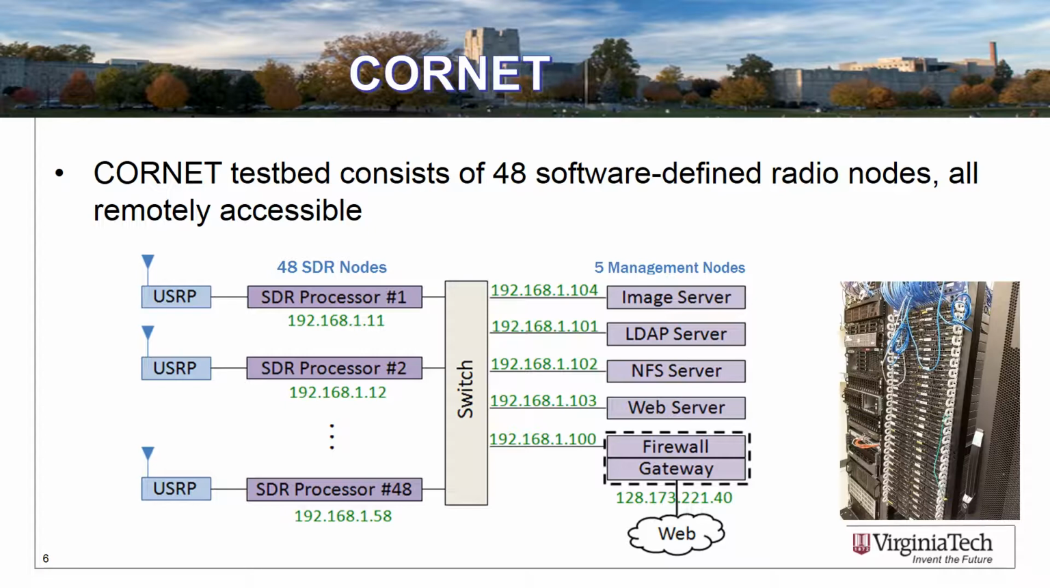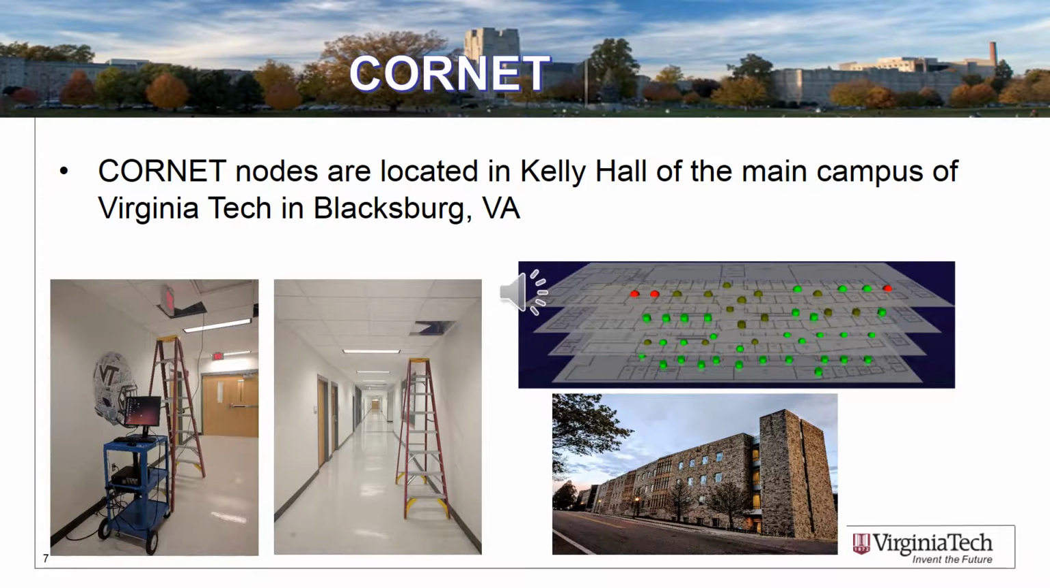CoreNet, the Cognitive Radio Network testbed, consists of over 40 software-defined radio nodes, all accessible by Internet. Currently, each radio is connected to a server that performs processing. Several additional servers have specialized management functions. The radios in CoreNet are located above the dropped ceiling on 4 floors of Kelly Hall, a research building on Virginia Tech's Blacksburg campus.